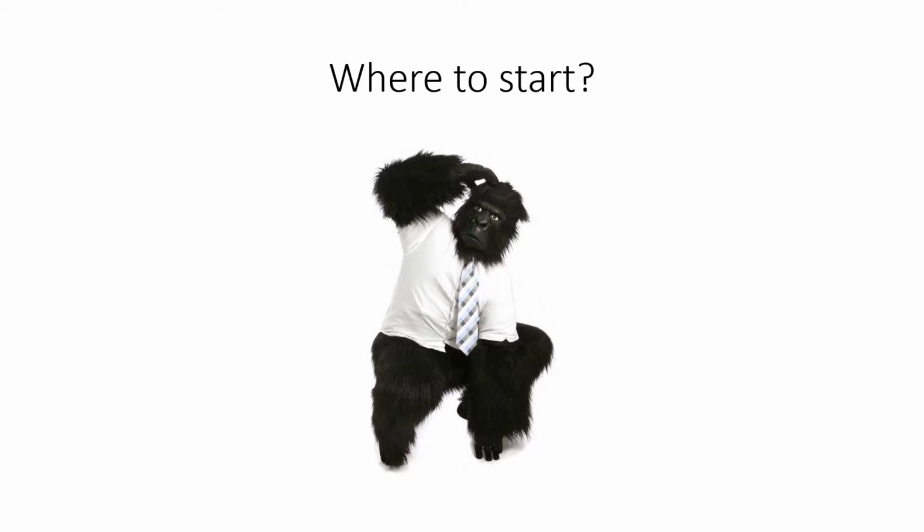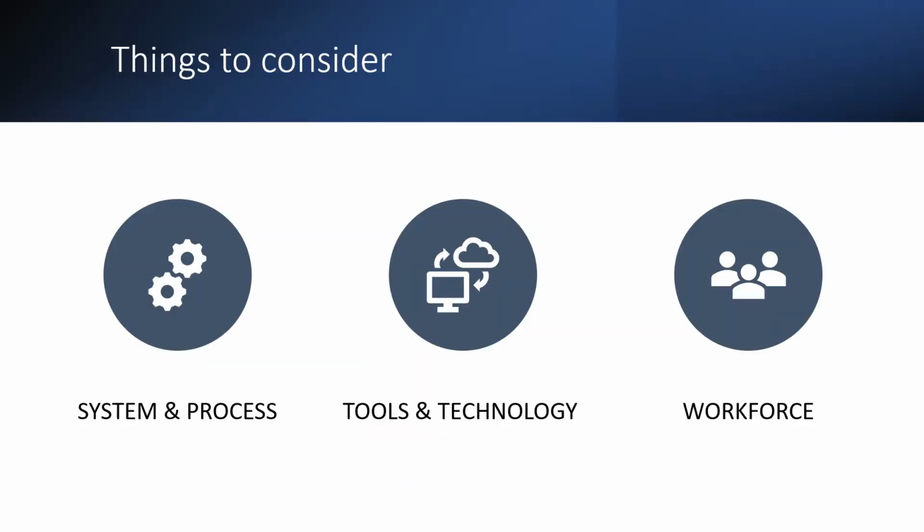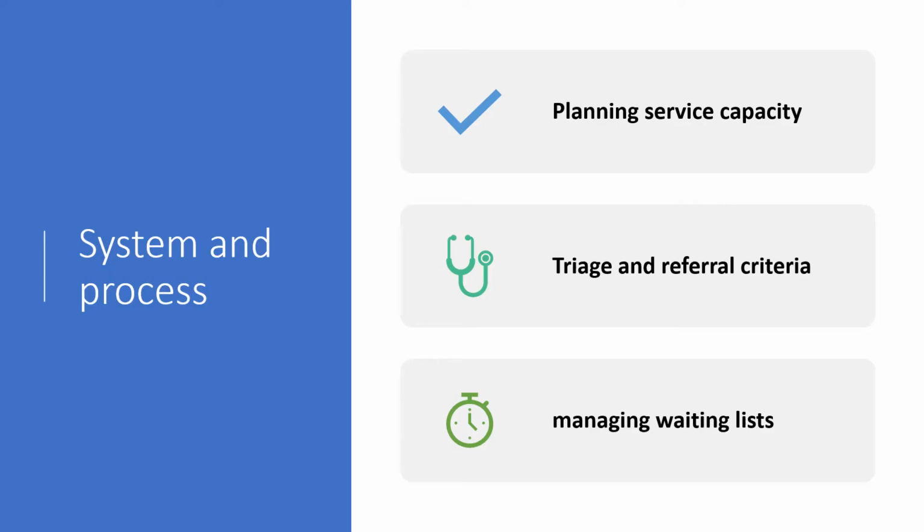So, where to start? In order to start, you have to consider three things. Number one, system and process. Number two, tools and technology that you may acquire. And number three, the most important thing is the workforce. Under system and process, you have to plan your service capacity, draw up a triage and referral criteria, and manage the patient waiting list.